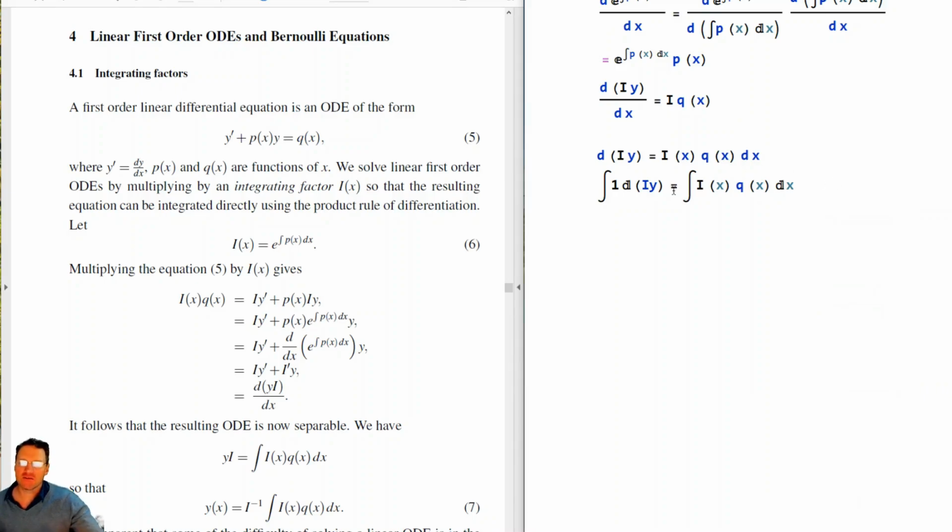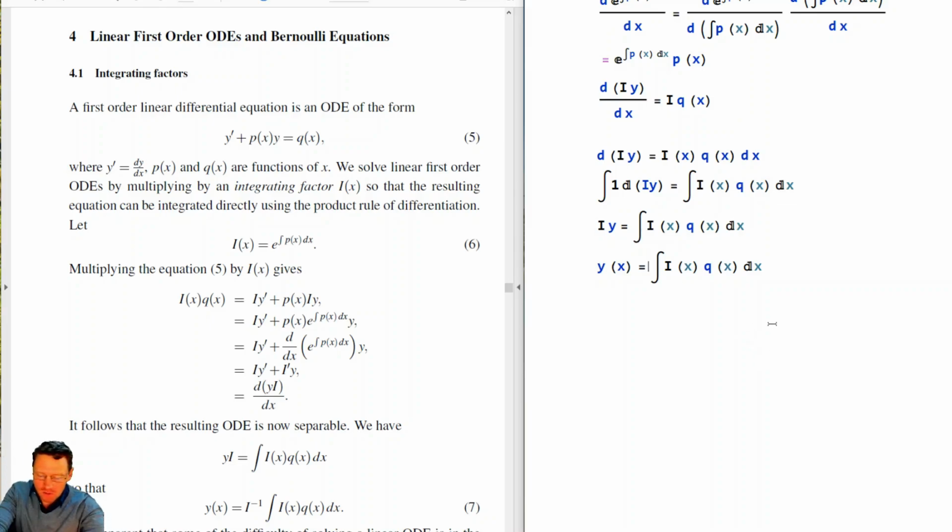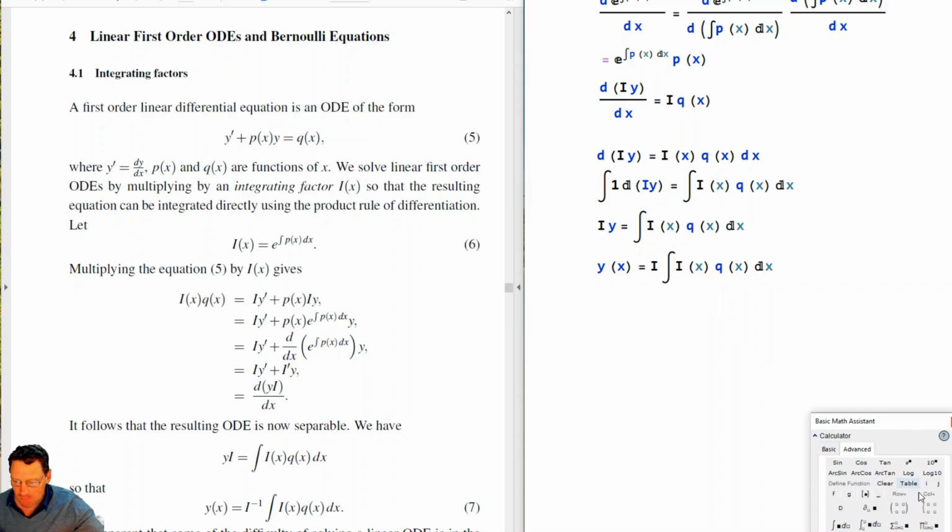Now on the left, that integral is simple because we have just the integral of 1 with respect to Iy, so that just becomes Iy. And then on the right, we have an integral to do. Presumably, we can do that integral. Finally, what remains is to divide both sides of this new equation by this integrating factor I. When we do that, we will obtain y as a function of x is equal to 1 over I, or I to the power of minus 1.